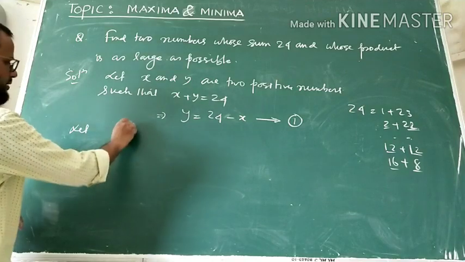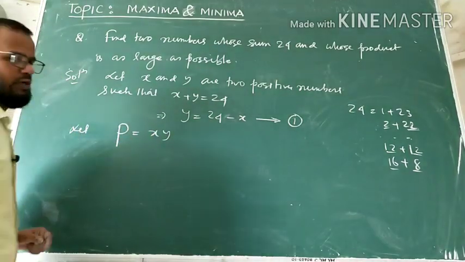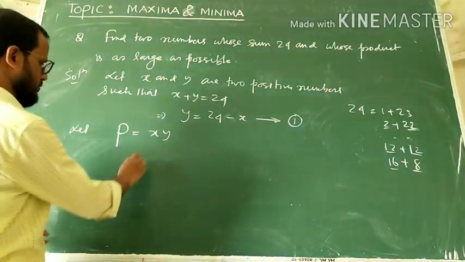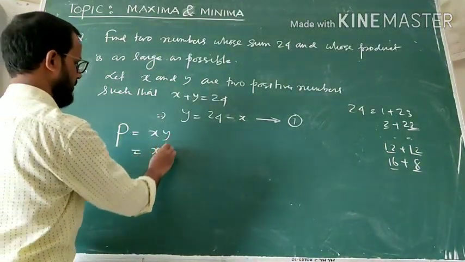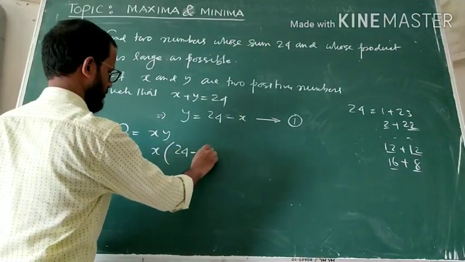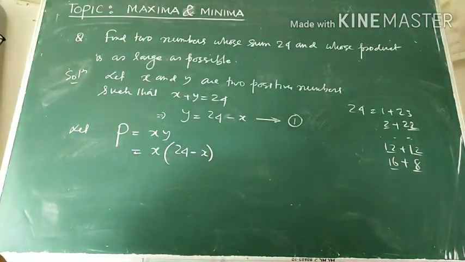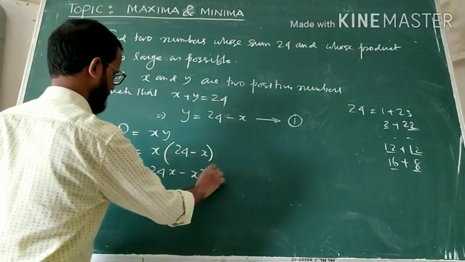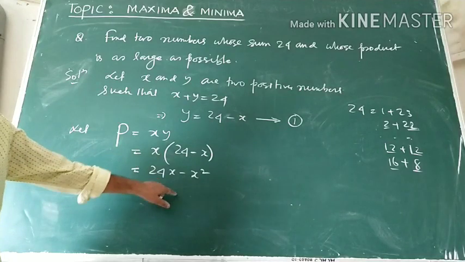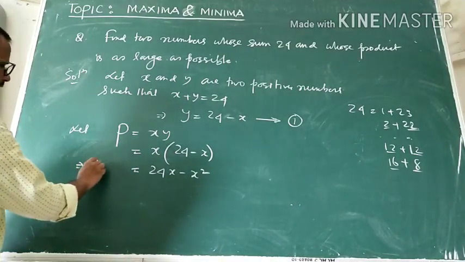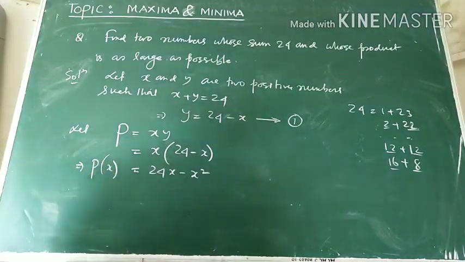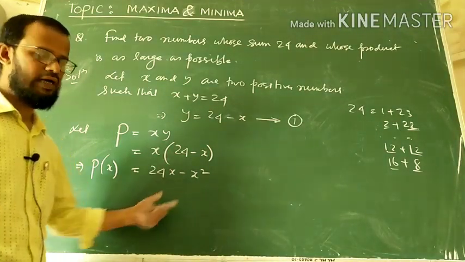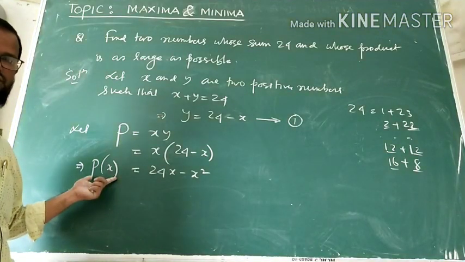Take the product p, suppose p equal to what? Product of two numbers x, y. Now p is a function of x, y. So you can replace y by 24 minus x. Clear? And which is equal to 24x minus x square. So ultimately p is a function of x. Now this is your function. You are to find its maximum value.